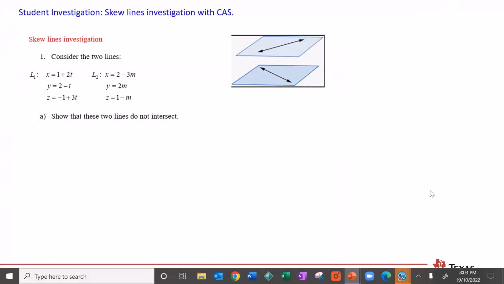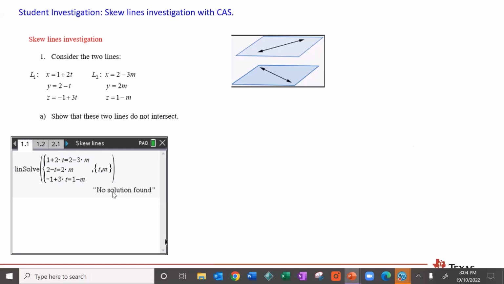Now, this is the investigation which will be in one of the files for the students, and I provided the solutions. It starts with: consider the 2 lines L1 and L2, given in parametric form. Show that these 2 lines do not intersect. Of course, by hand, students equate the first 2 x's and y's, find the parameter, substitute into the third, and show it is a contradiction. But of course, the calculator will nicely tell us no solution found.